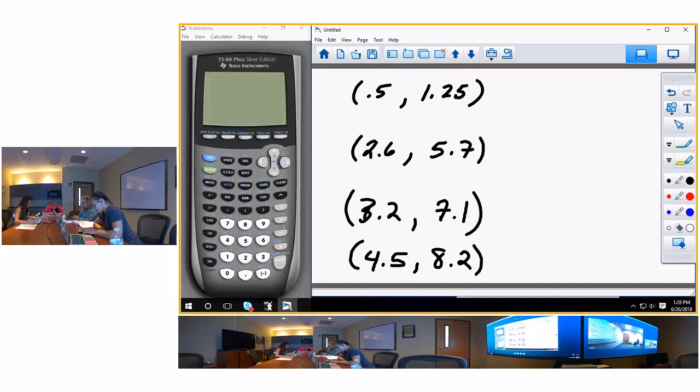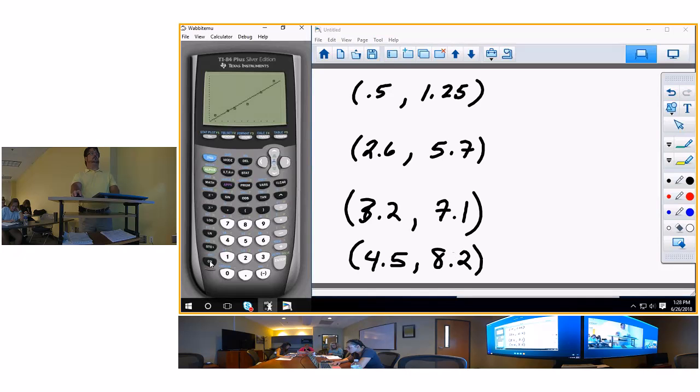You go to Y equals right here and type in the equation that you get. So I'm going to take my handy dandy graphing calculator and put those in. Stat, edit, 0.5. I usually don't want y'all to be on the calculator drill team, but in 4.1 and 4.2, I want everybody to be on the calculator drill team.